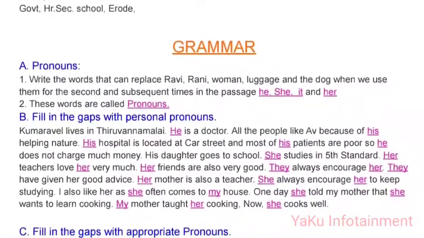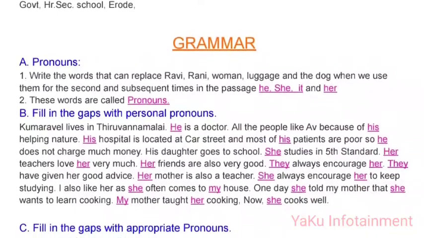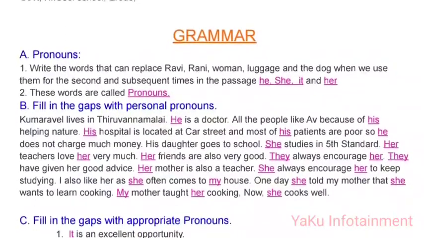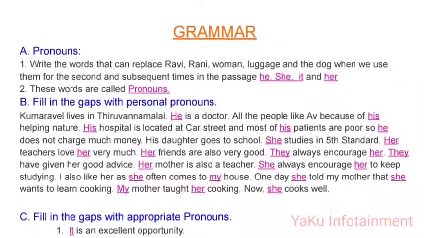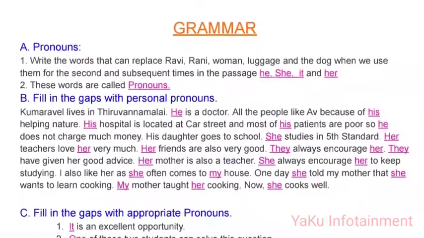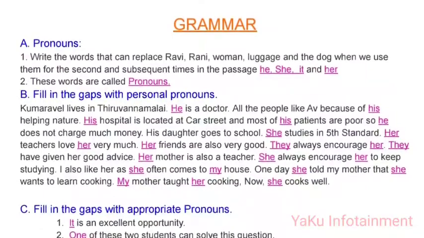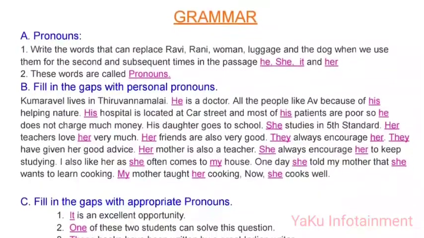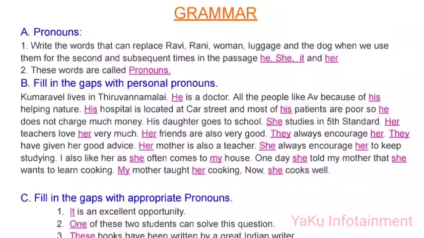A. Pronouns. 1. Write the words that can replace Ravi, Rani, woman, luggage and the dog when we use them for the second and subsequent times in the passage: he, she, it and her. 2. These words are called pronouns. B. Fill in the gaps with personal pronouns.